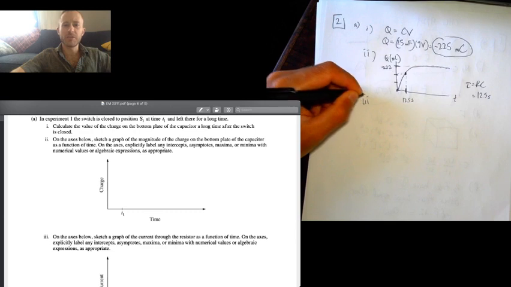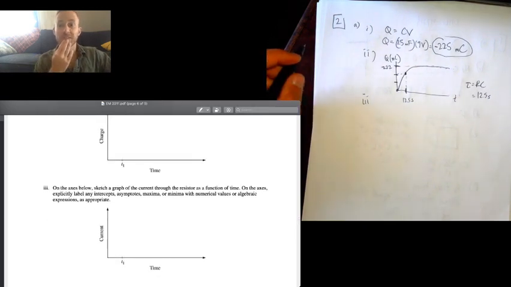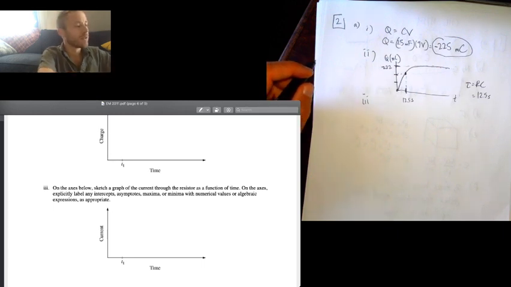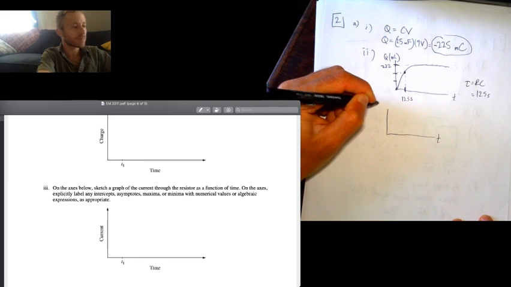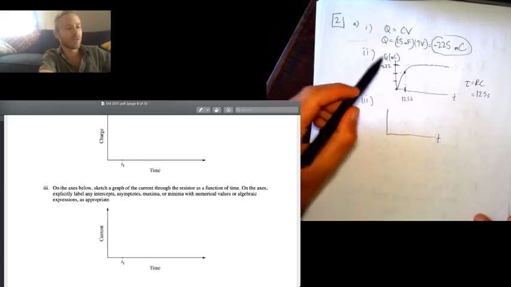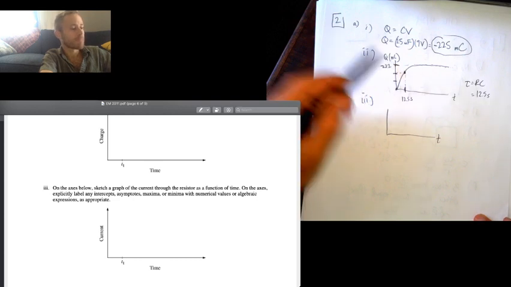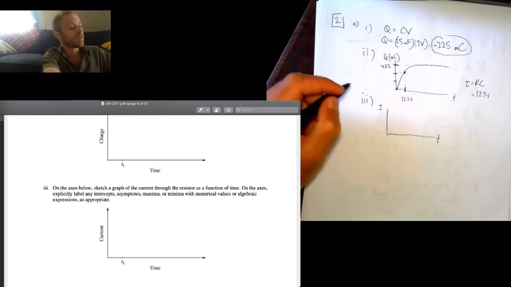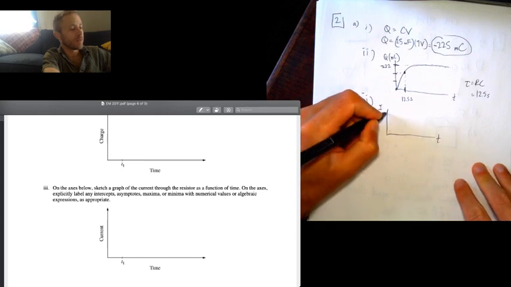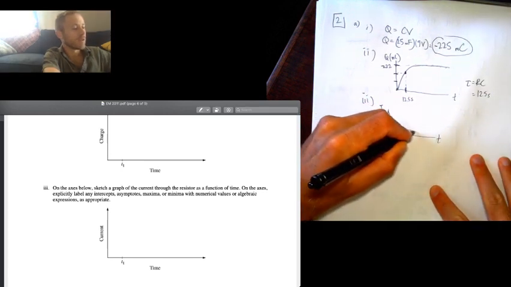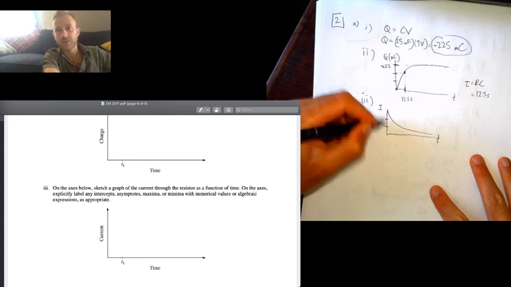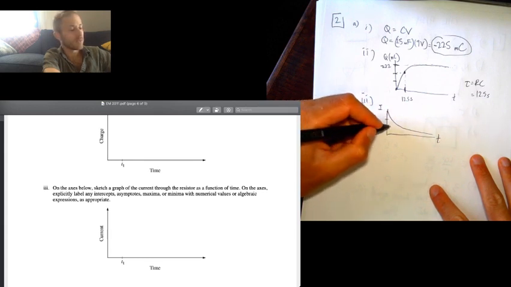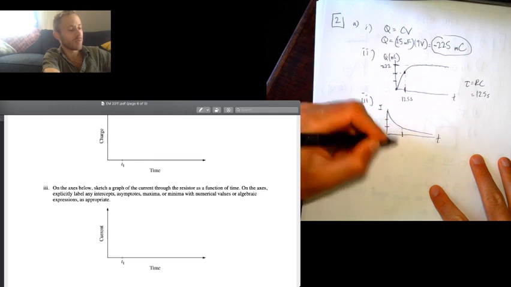Part 3. On the axes below, sketch a graph of the current through the resistor as a function of time. Explicitly label any intercepts, asymptotes. The current through the resistor as a function of time is basically going to be the derivative of this. The derivative of charge is the current. So it's going to be positive, and then it goes down to 0. Again, if I divide this into thirds, the time constant is the time it takes to go roughly to 2/3 of its final value. So this would be one time constant, 12.5 seconds.